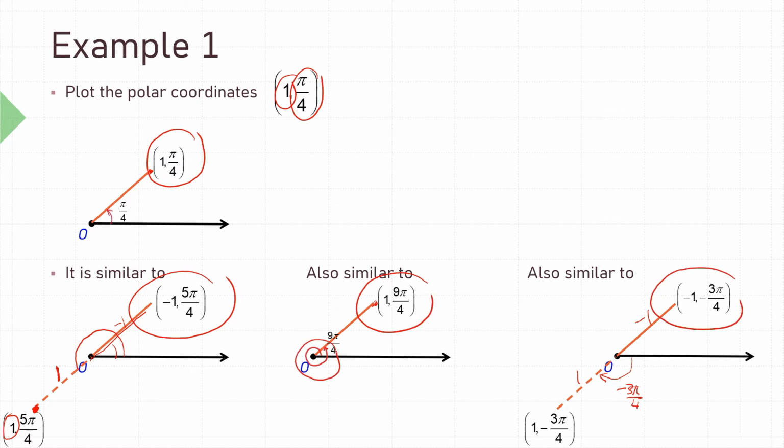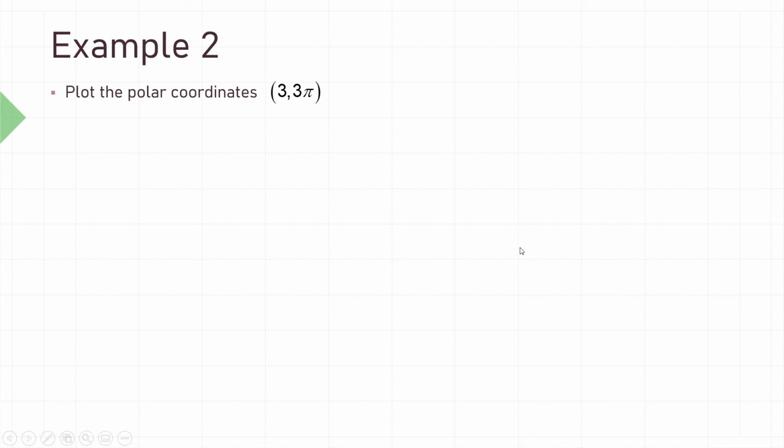If you want to write it twice, also okay, meaning to say that you add 9 pi over 4 with 4 pi, something like that. Suppose we have to plot the polar coordinates given by 3 pi. So this one is radius r, and this one we call theta. So we start with sketching the polar axis.